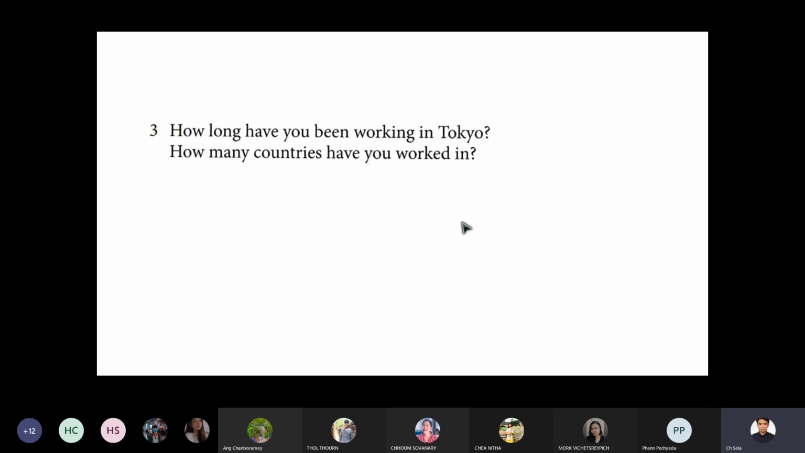Okay, someone raised their hand, sorry. Okay, Thun, please. Yes, teacher. Number 3, the first is present perfect continuous. And the second one is present perfect. Okay, so why is it present perfect continuous for the first one? Can you explain?